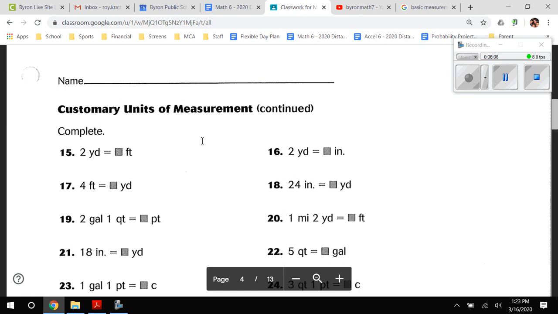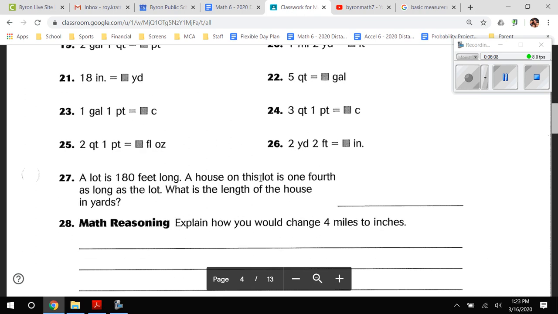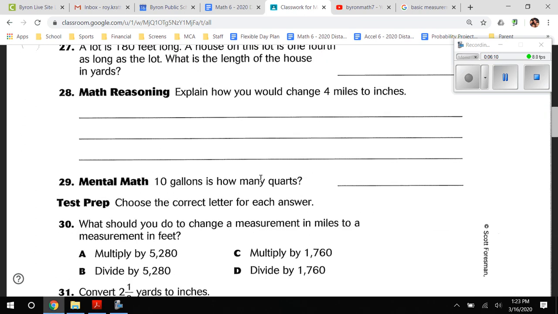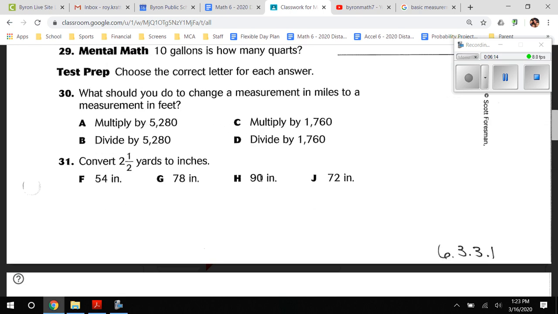Again, we just have a lot of measurements. We have a lot of conversions, and I want you using Google. I want you researching. I want you looking it up and doing your measurements there.